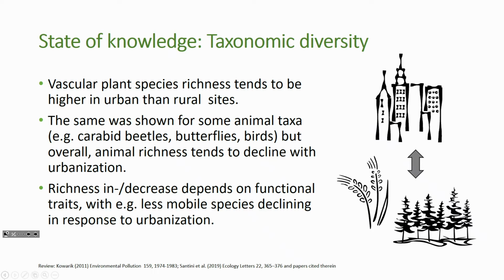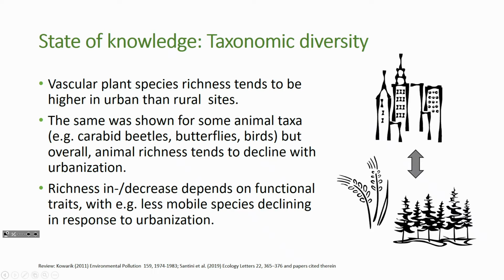But first, I will mainly show you results obtained by other people, because I try to at least give a rough overview of what we know about urbanization effects on diversity. I want to start with taxonomic diversity, or to be more precise, effects of urbanization on species richness. So what do we know about this?